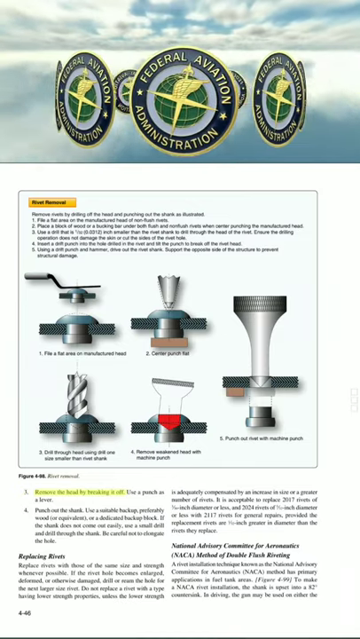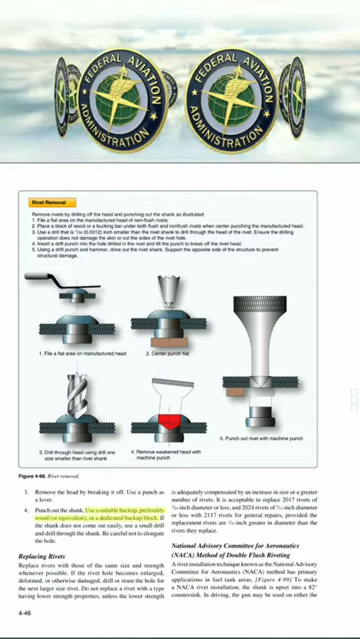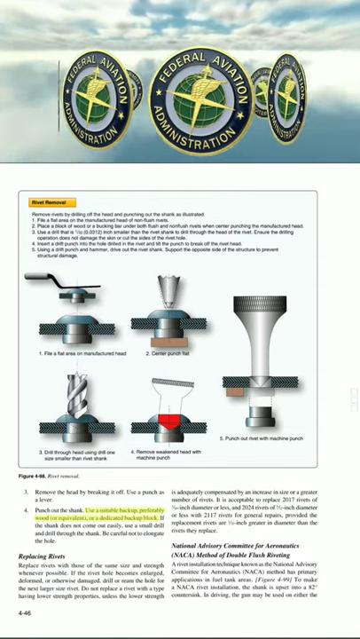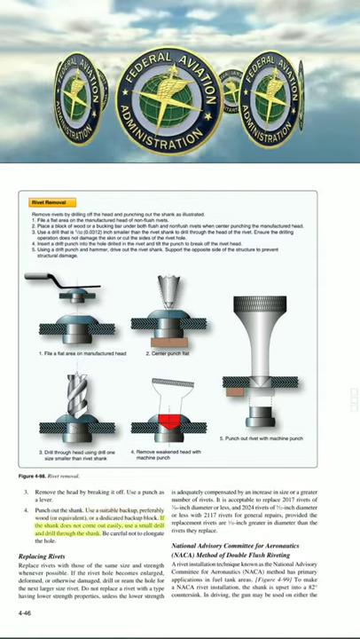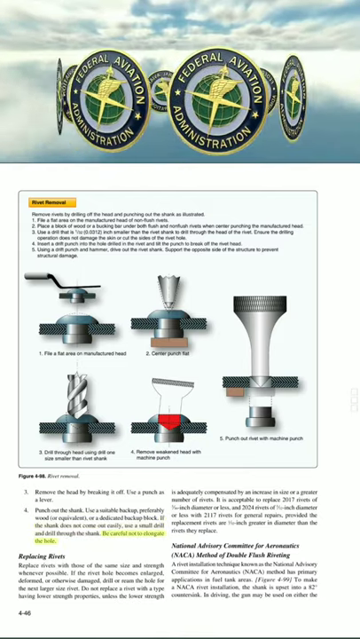3. Remove the head by breaking it off. Use a punch as a lever. 4. Punch out the shank. Use a suitable backup, preferably wood, or equivalent, or a dedicated backup block. If the shank does not come out easily, use a small drill and drill through the shank. Be careful not to elongate the hole.